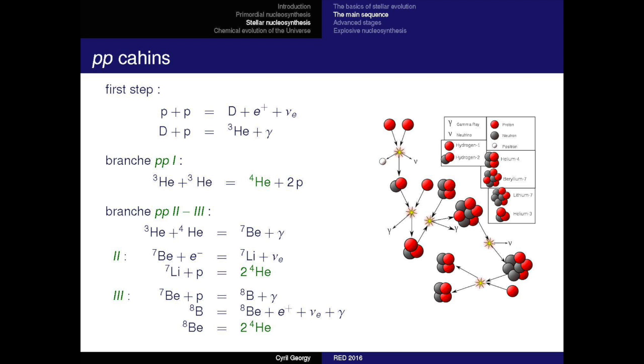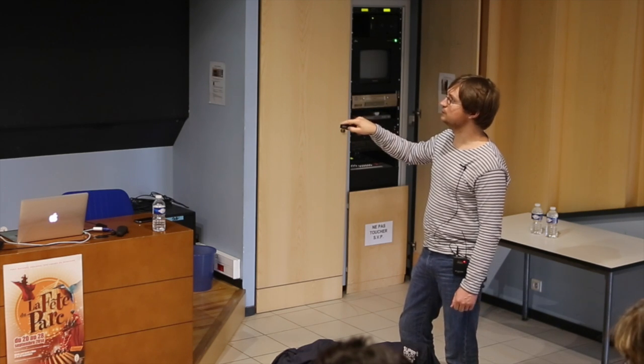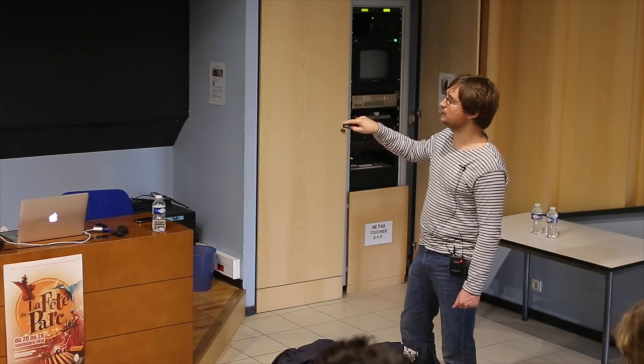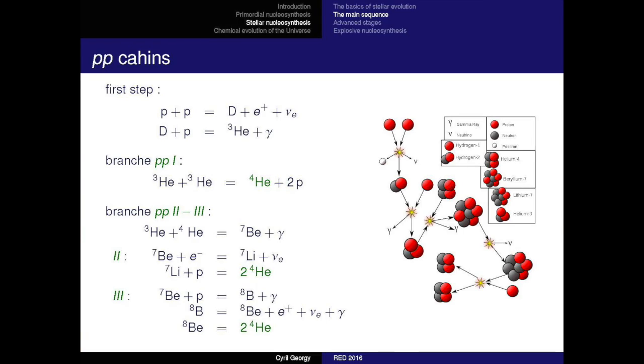And then you have the different branching. So here it's the pp2 chain that is illustrated. If you take a helium-3 plus a helium-4 here, you can produce an atom of beryllium-7. And then again 2 branching: beryllium-7 plus an electron will make a lithium-7, and then lithium-7 plus a proton will make 2 atoms of helium-4.